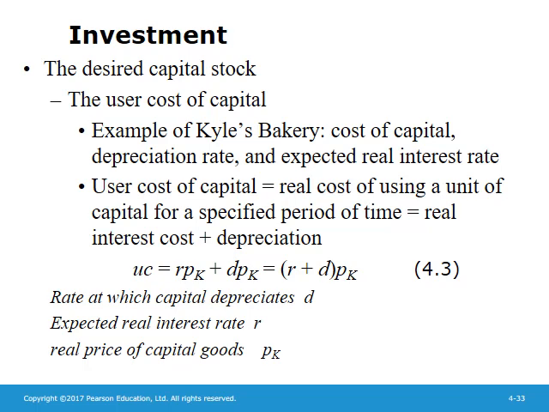Okay, so the user cost is basically formed of those two kinds of cost: the interest rate that I pay or I forego or I sacrifice, and the depreciation that I lose in the value of this machine, the new machine, the new whatsoever capital good that I invest in.